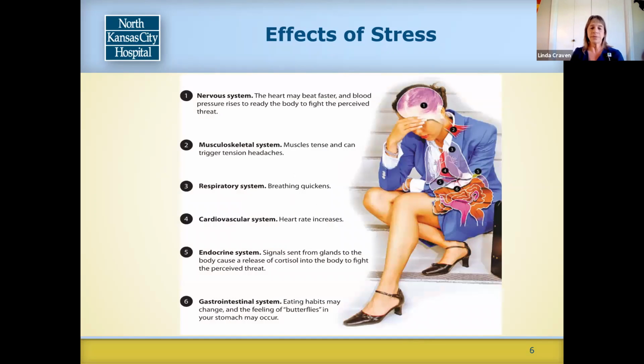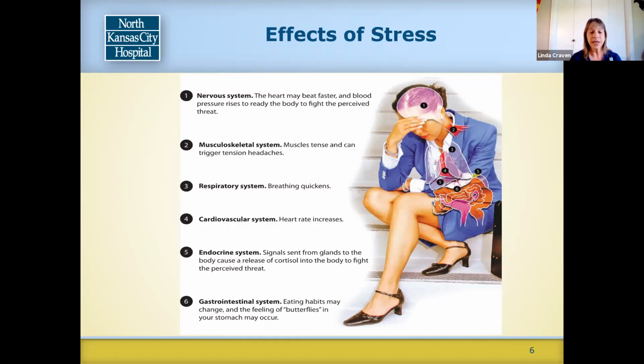And I found this little slide out on the internet as well. I thought it was really good. When we think about stress, we just think, you know, it stresses me out. You don't really think about what all happens in your body when you're being stressed. And this picture really had a good demonstration of what all it affects. So first off, it affects your nervous system. The heart may beat faster and blood pressure rises to ready the body to fight the perceived threat. Whatever that threat might be, whether it's actually danger or you're feeling alarmed about your situation, or you're trying to communicate with somebody and it's not going well, it can be all different kinds of things. It can be illnesses as well.